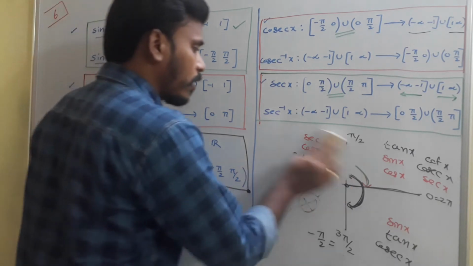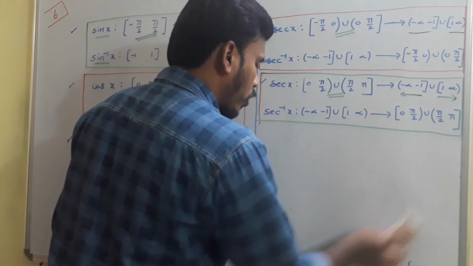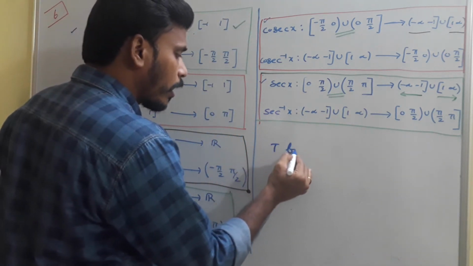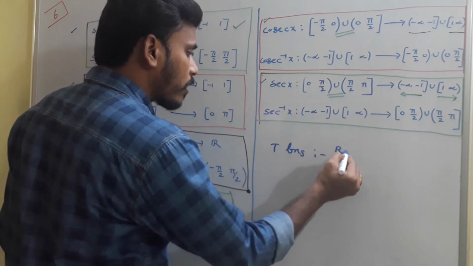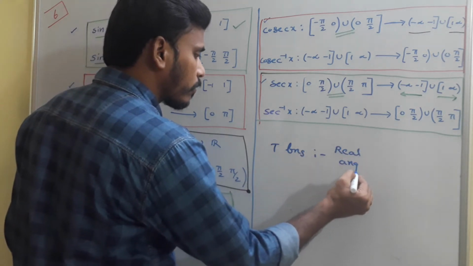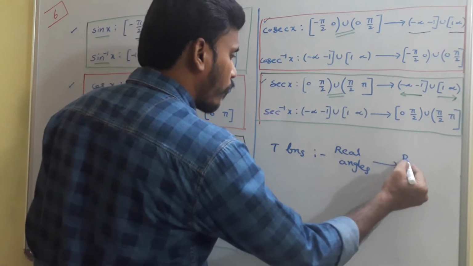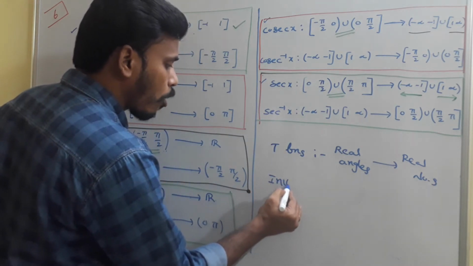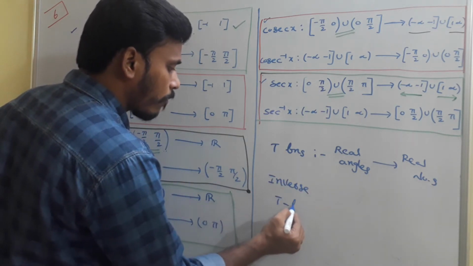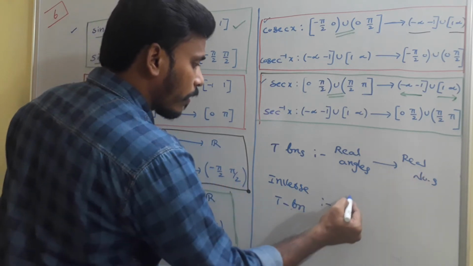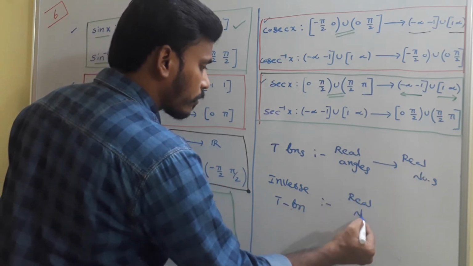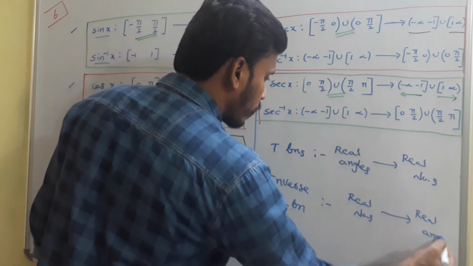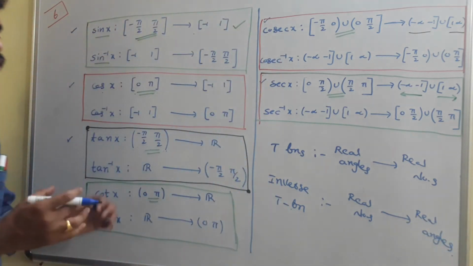I am erasing this. You need to identify that for trigonometric functions, the domains are the real angles, whereas the range is real numbers. Whereas for inverse trigonometric functions, the real numbers are the domains, whereas the real angles are the range. So you need to identify it.